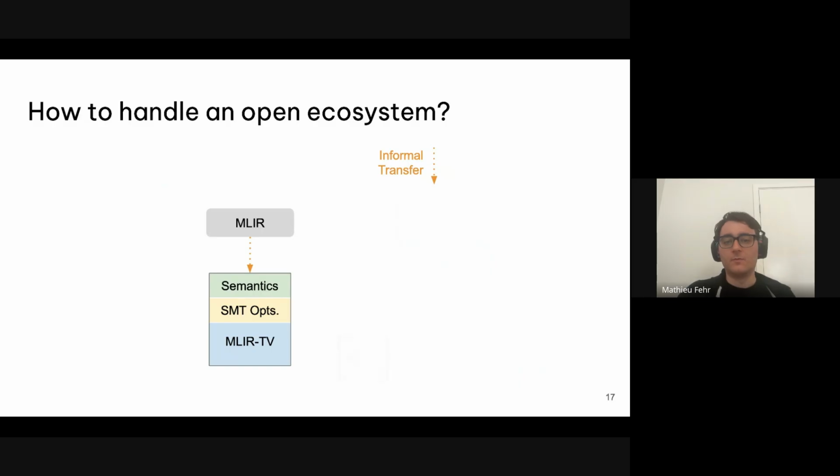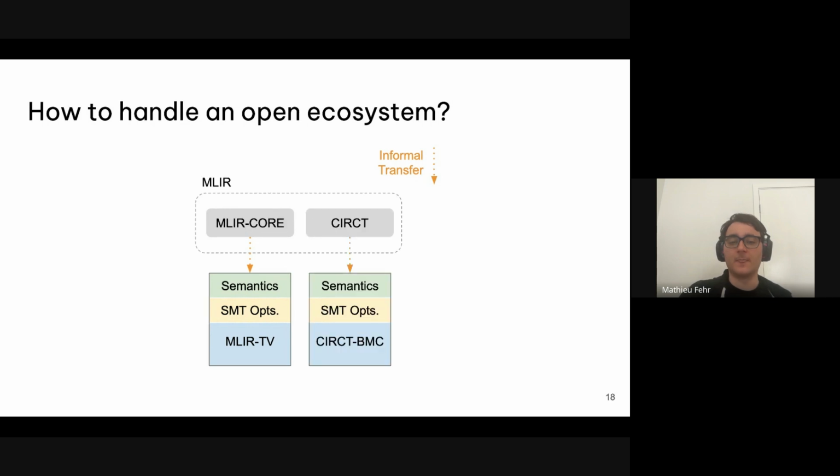So if you would define, let's say, something like Alive for MLIR, there's this project called MLIR TV, which is essentially Alive for some subparts of MLIR. If you would want to do the same thing, you would essentially create a duplication of a project. If you would do it, let's say here for circuits, you would have two projects that have to define the semantics of the core MLIR, of the MLIR dialects they care about.